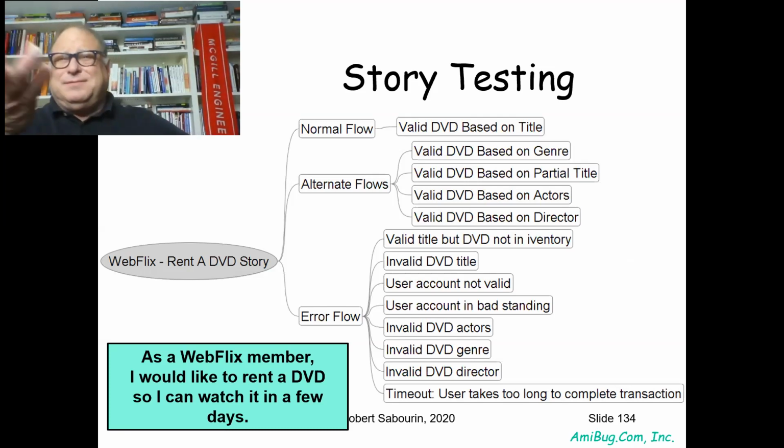So that's for the DVD rental. Error flows that are enumerated here are ones that are in the responsibility of the user and that were important when we elicited them from the customer. Excuse the spelling here. So error, valid title, but not in inventory.